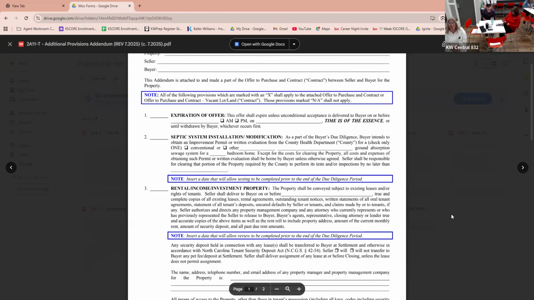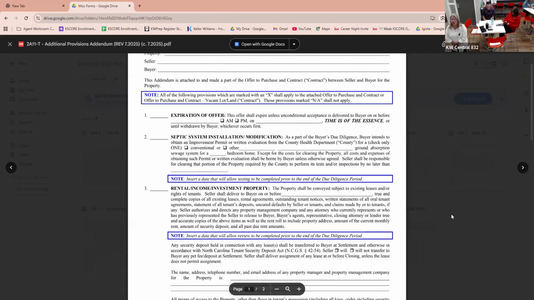And inspections by no later than, just make sure you put enough time here to account for the county, because they're not always real speedy. Oh, there's a note that says that right underneath it.